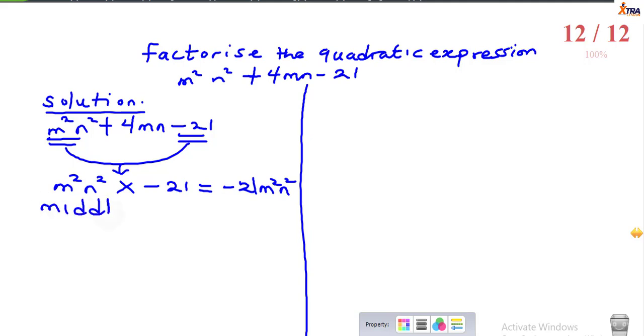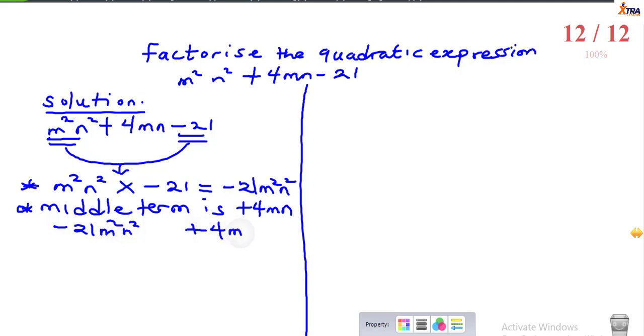So the middle term in the expression is plus 4mn. So we have the middle term, and then we have the product of terms from here. So that is the first and the second steps highlighted again. So what do we do with this now? We have minus 21 m squared n squared. I'm writing that on this side, and I'm writing plus 4mn on this side.